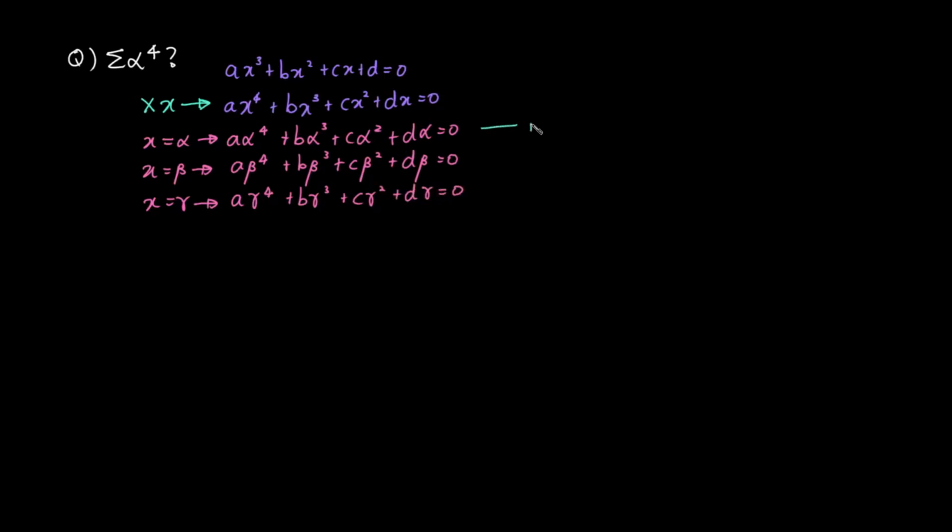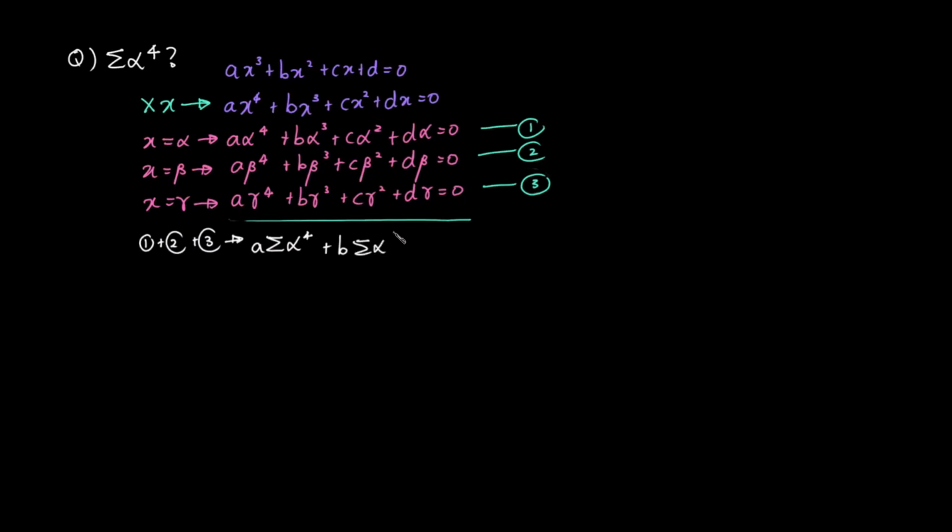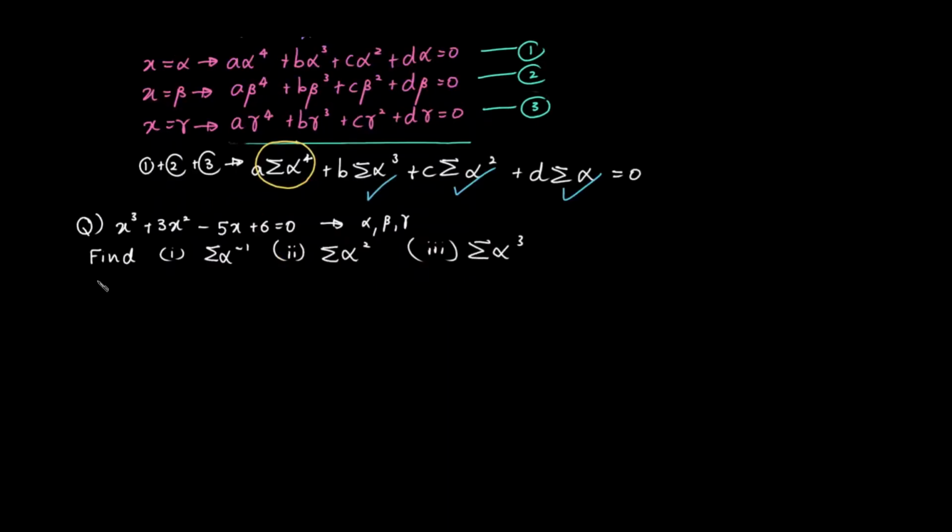And now let's denote them by equation number 1, equation number 2, and equation number 3. Let's add the three equations. So that will yield us a times sigma alpha to the power of 4, because alpha to the power of 4 plus beta to the power of 4 plus gamma to the power of 4 is nothing other than sigma alpha to the power of 4. And you follow suit with the other three, plus d times sigma alpha is equal to 0. Since we know sigma alpha cubed, sigma alpha squared, and sigma alpha, we can directly find sigma alpha to the power of 4. Now let's move on to another question.